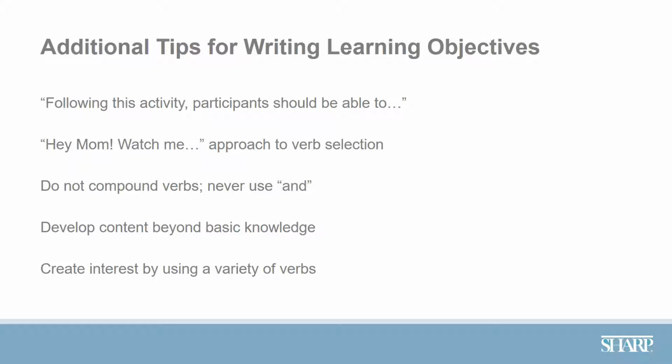Additionally, keep it simple. Do not compound verbs and never use and. So if you find yourself writing an objective where you say review and describe, perhaps that's a sign that whatever you're going to say after review and describe should be two separate objectives. Remember, we want to be able to measure each one individually.